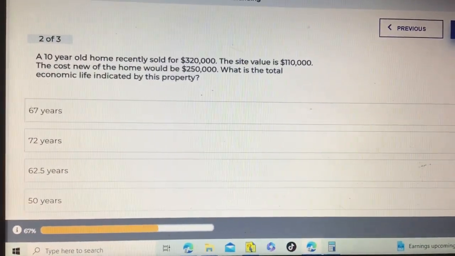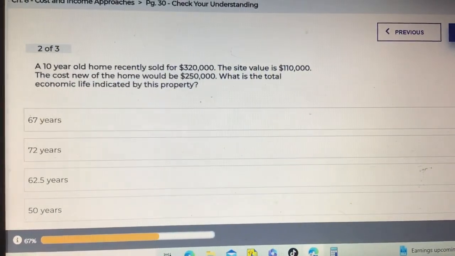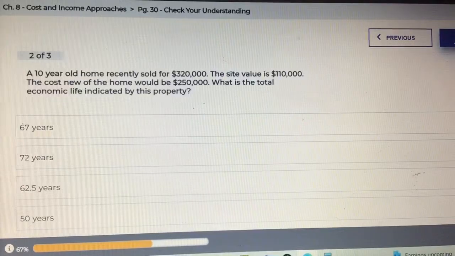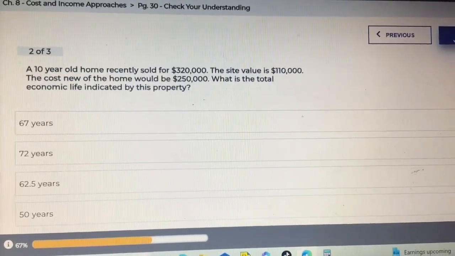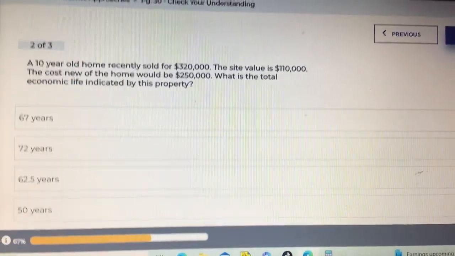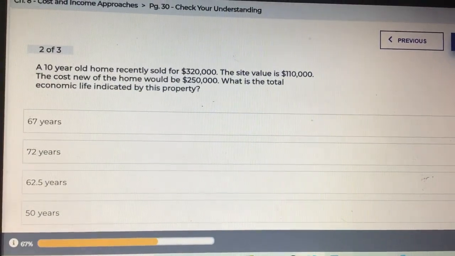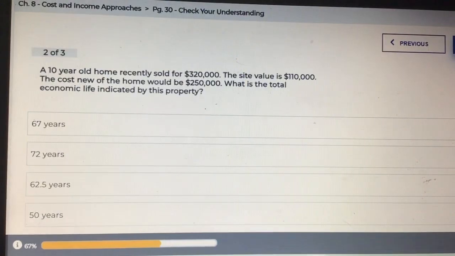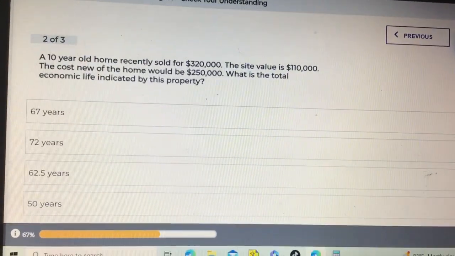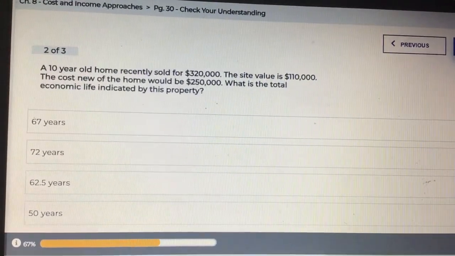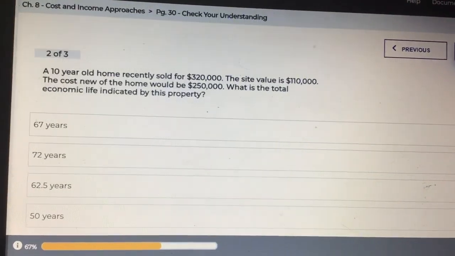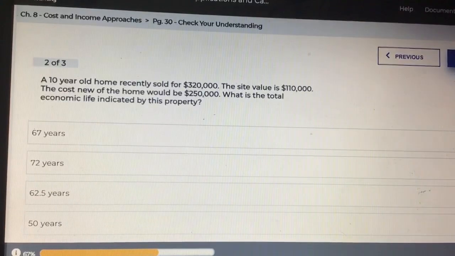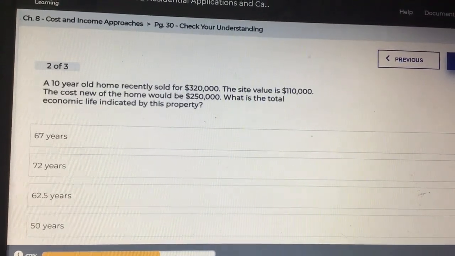Number 2. A 10-year-old home recently sold for $320,000. The site value is $110,000. The cost new of the home would be $250,000. What is the total economic life indicated by this property? A, 67 years, B, 72 years, C, 62.5 years, or D, 50 years.